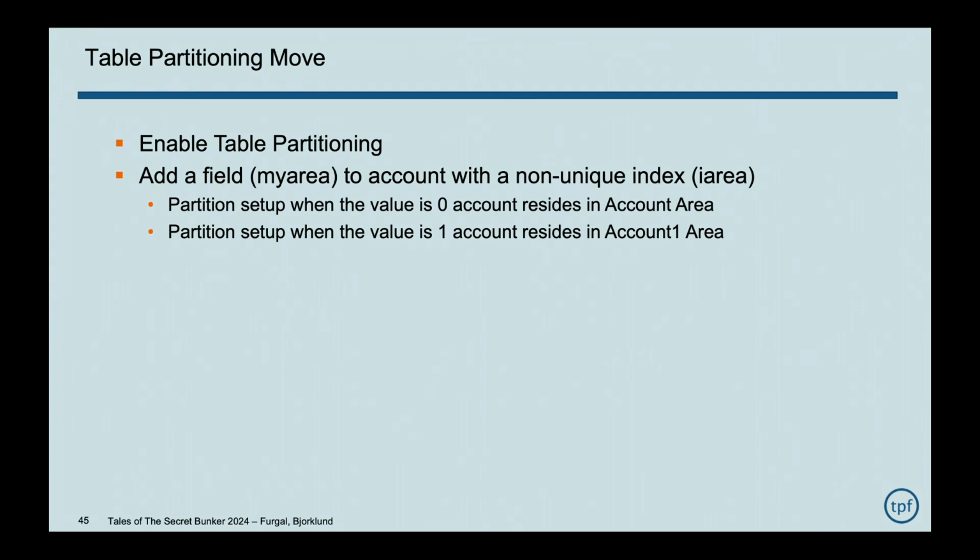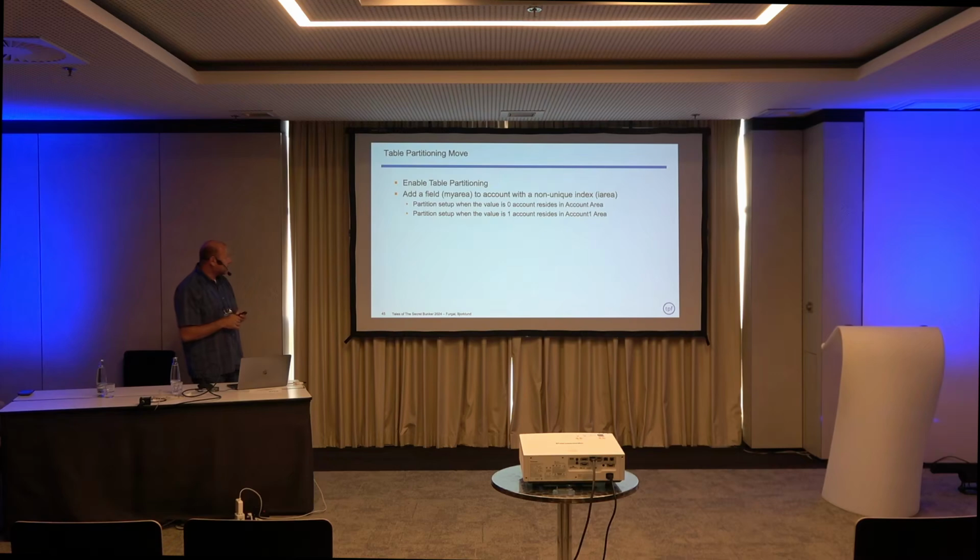So enable table partitioning, add a field to the account table. The field I added was my area, which is important for the next slide. And then add a non-unique index, I area, and then I index rebuild. I wasn't going to hurt myself to add this stuff. So I index rebuilded so everything's good. The partition was set up so when the value was 0, which is the default, it would reside in the account area, which is the area that it existed in. And when the value becomes 1, that my area field, it moves from the account area to the account 1 area.